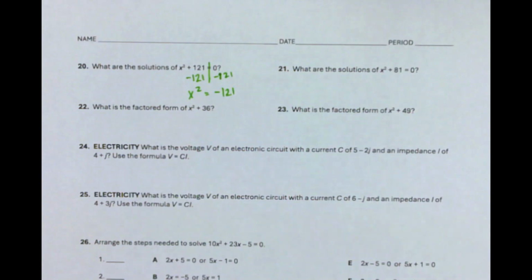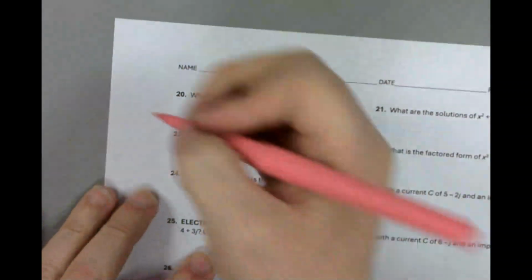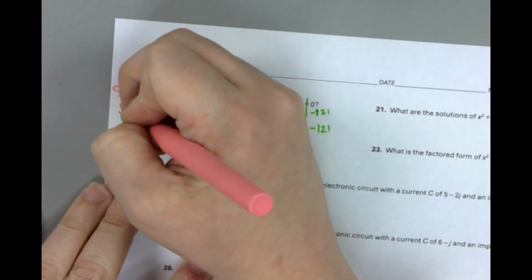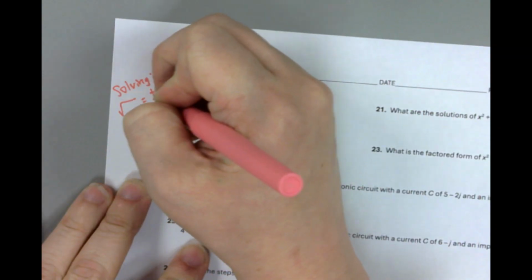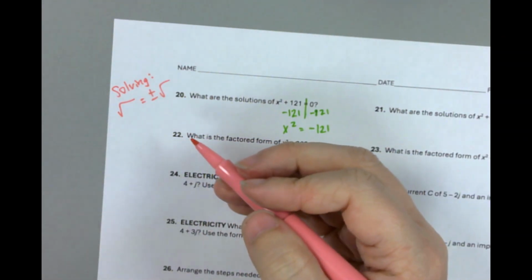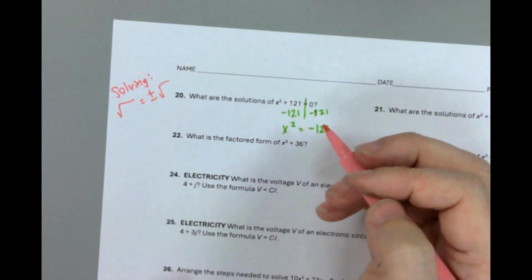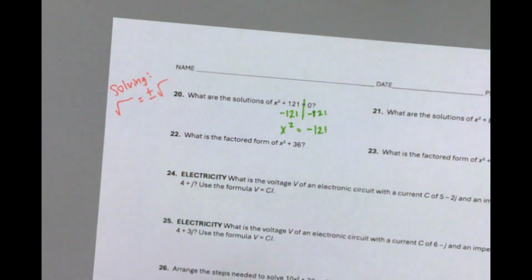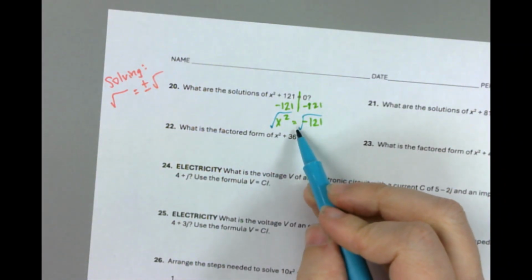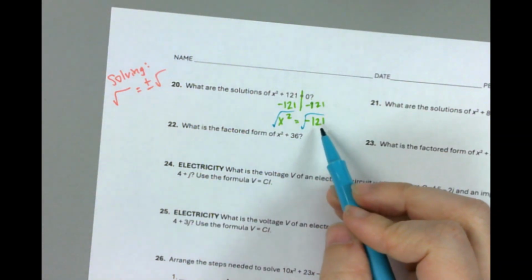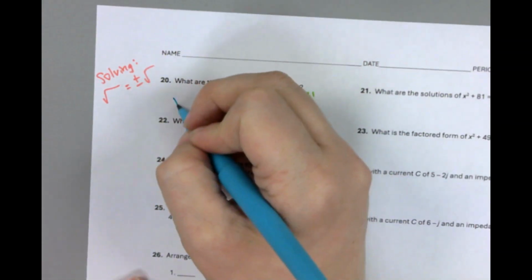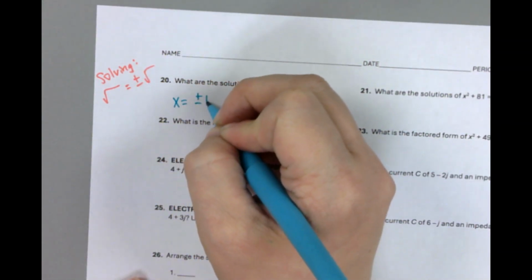When we are solving, whenever we take the square root of something, we need the positive and negative square root. That does not happen when we're simplifying, but it does when we're solving. So now when I take the square root, this means i is going to be out in front. Square root of 121 is 11, but we do need the positive and negative. So this means x will equal positive and negative 11i.